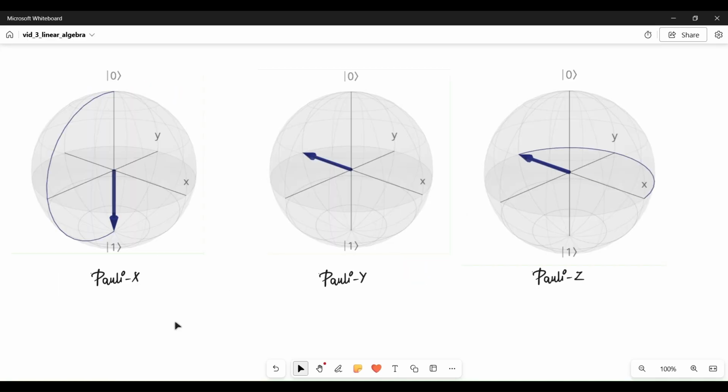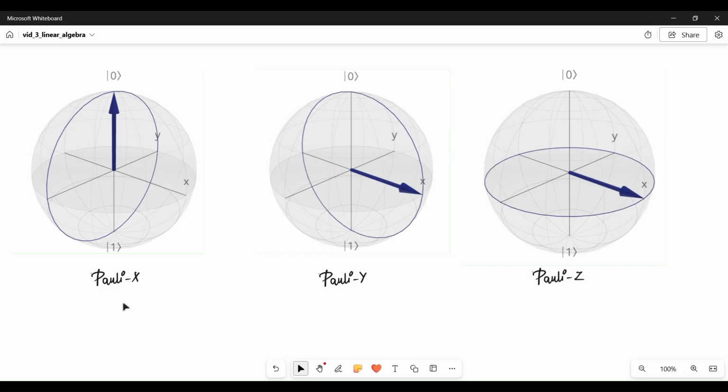Let's see how Pauli gates make the qubit move in the Bloch sphere. Firstly, let's see about the Pauli X gate. The Pauli X gate performs a rotation of π radians, that is 180 degrees, about the x-axis of the Bloch sphere. It flips the qubit between |0⟩ and |1⟩, effectively acting like a quantum NOT gate.